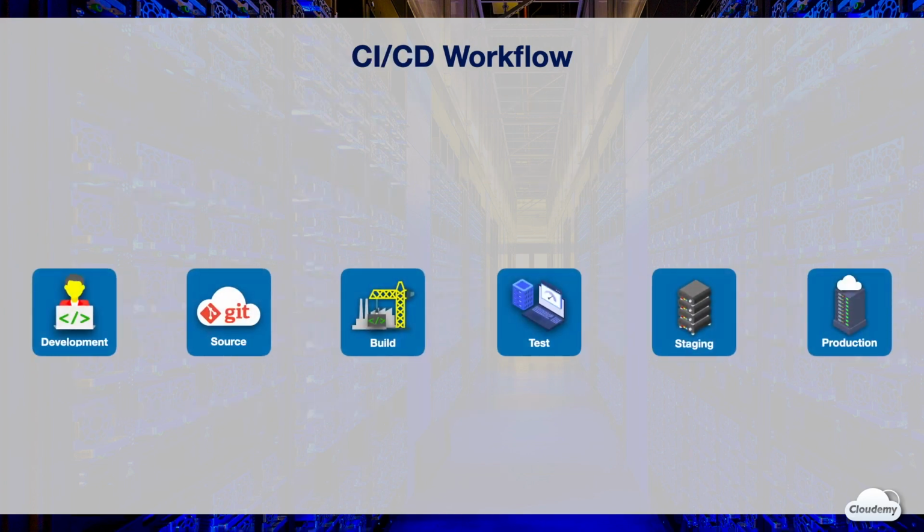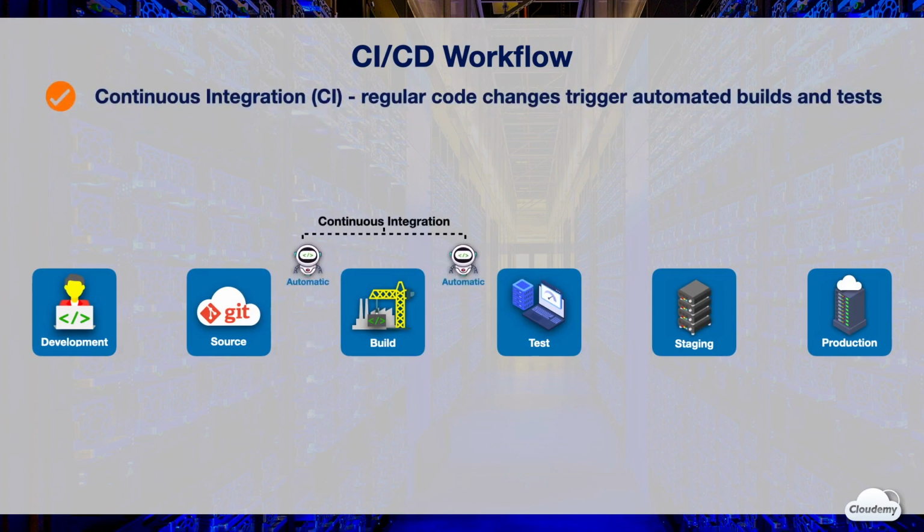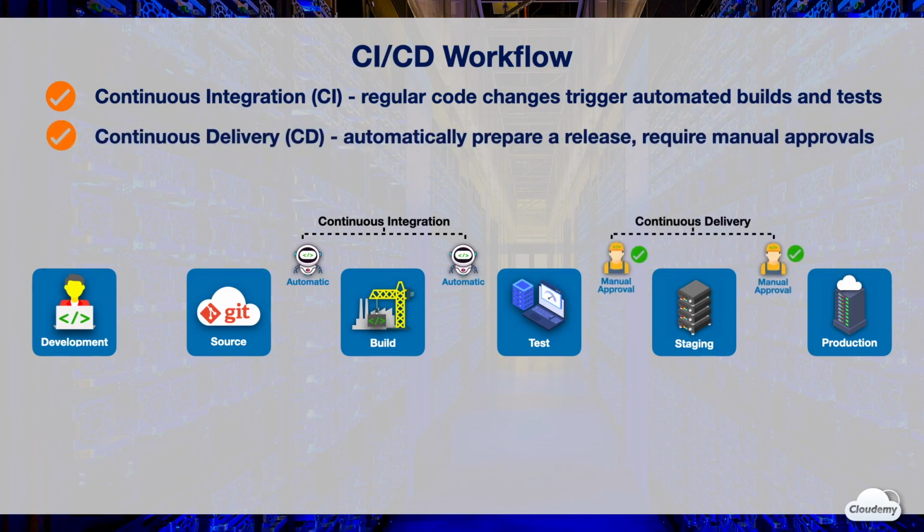CI/CD stands for Continuous Integration and Continuous Delivery or Deployment. Continuous integration is a DevOps practice for software development, where developers merge code changes into a central repository as often as they can. These code changes trigger automated builds and tests. Continuous delivery automatically prepares a release, ready to be deployed to different stages. However, manual approvals are still required before deploying to the next stage. Continuous delivery automates testing in parallel before a production deployment with minimum human intervention.